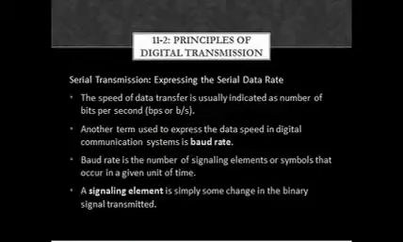Serial transmission, expressing the serial data rate. The speed of data transfer is usually indicated as the number of bits per second. Another term to express the data speed in digital communication systems is baud rate. Baud rate is the number of signaling elements or symbols that occur in a given unit of time. A signaling element is simply some change in the binary signal transmitted.